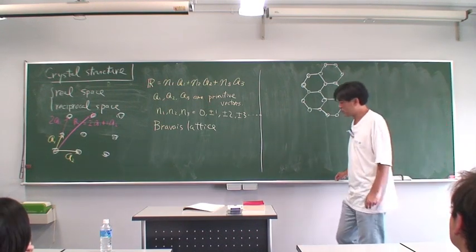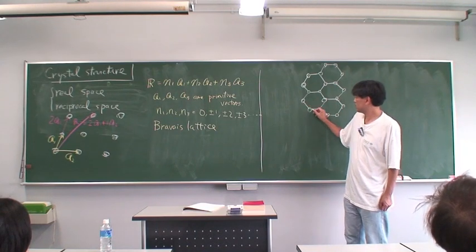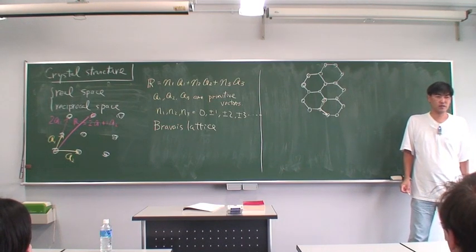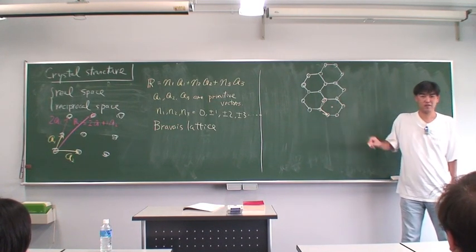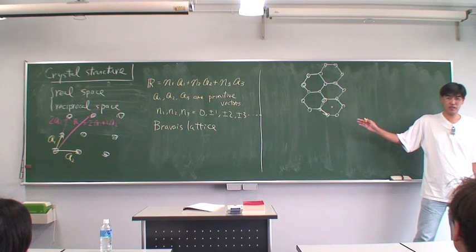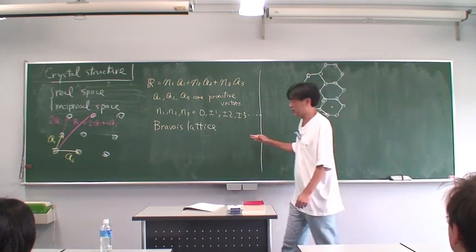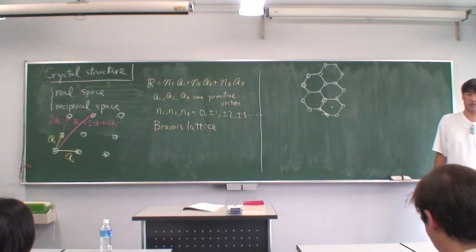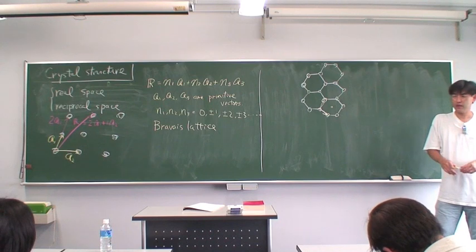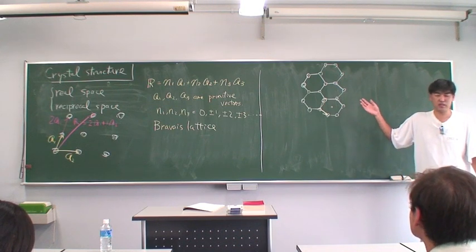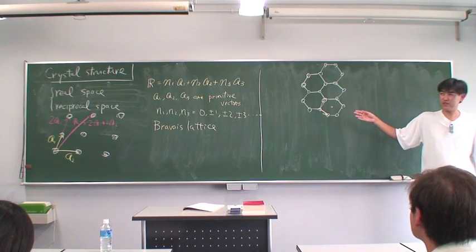No. It's no because if I choose these vectors as the primitive vectors, this plus this is here, and an atom is missing. So even though this seems to have periodicity, yes, it does have periodicity, but it does not qualify as a Bravais lattice because one atom is missing. And this of course is the case for many protein structures. Things get even more complicated in the protein structures.